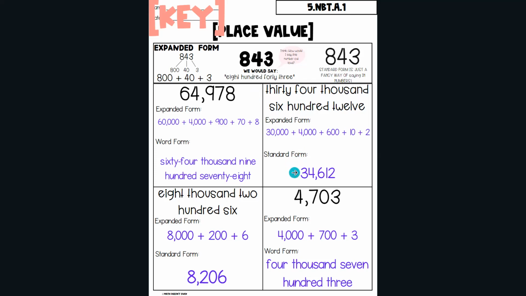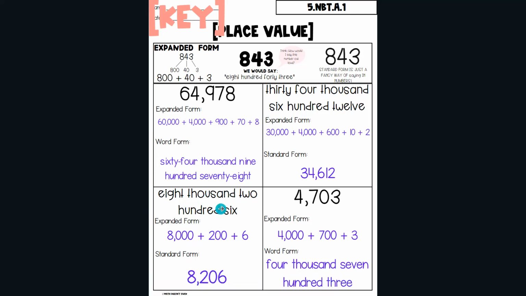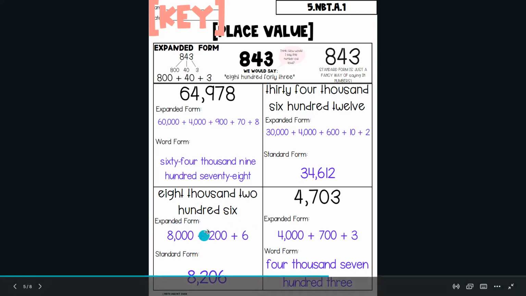If we stretch it out, we have 3 in the 10,000, so 30,000. We have 4,000, 600, 10, and 2. Down here, we're given the word form for 8,206. Be careful with this one. You're going to notice when you write it out, we have an 8 in the thousands place. We have a 2 in the hundreds place. There is nothing in the tens place for this one, and a 6 in the ones place. So 8,000 plus 200 plus 6, or 8,206.